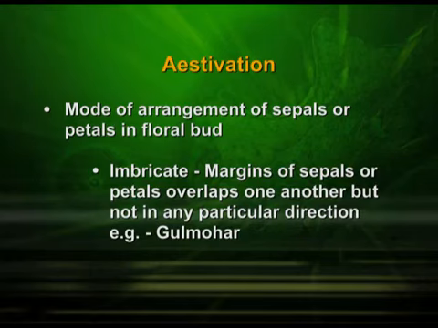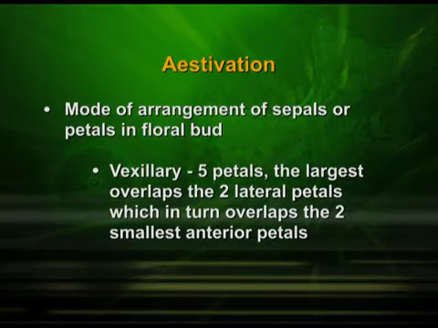Example, gulmohar. There is another type of aestivation called vexillary aestivation, in which there are 5 petals. The largest overlaps the 2 lateral petals, which in turn overlap the 2 smallest anterior petals.